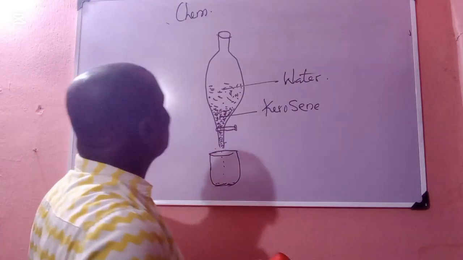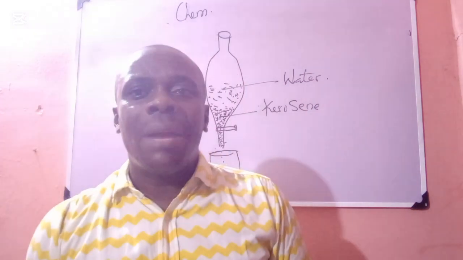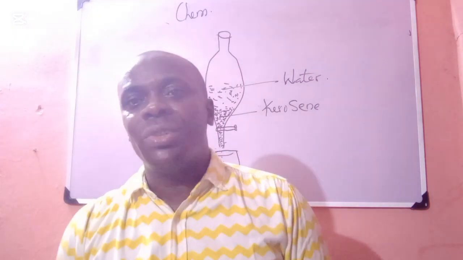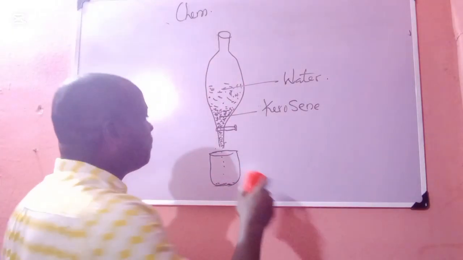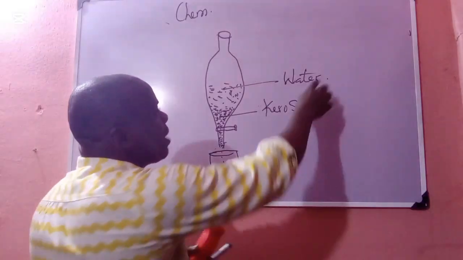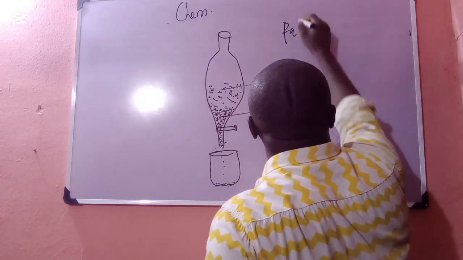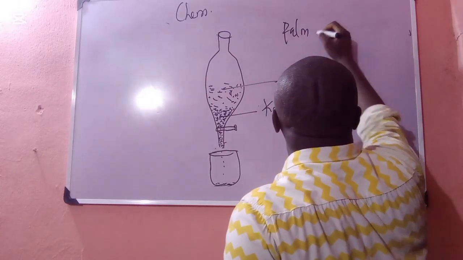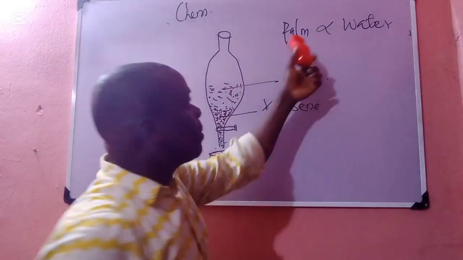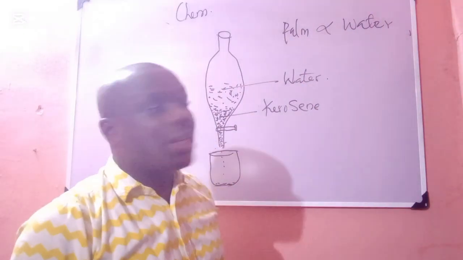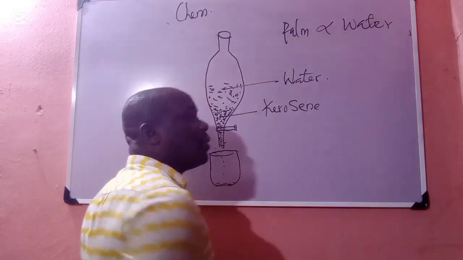What I'm trying to say is that this is an important part of chemistry where we use it to separate substances or liquids with different density. It's not only this, you can also have, maybe, water and palm oil. These two substances cannot mix together because of the density of oil and the density of water.